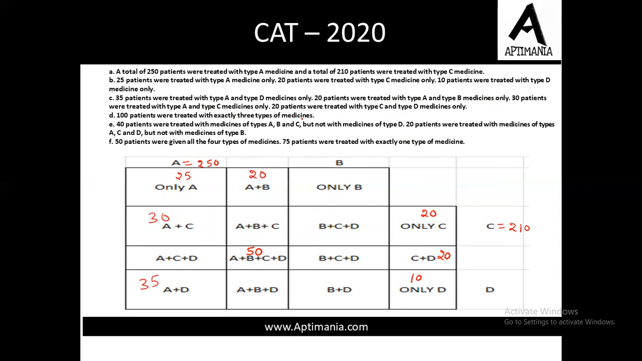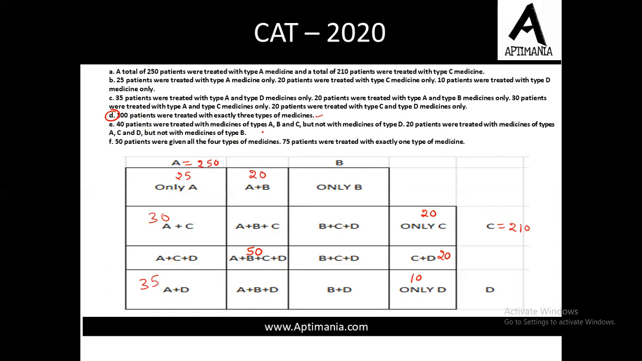Fine. 100 patients were treated with exactly three types of medicine. So exactly 3 में कितना value आएगा? 100. So basically this block A plus B plus C, this one A plus C plus D, A plus B plus D and B plus C plus D, इन चारों का value should be equal to 100 and 100 only in fact. So I am marking this point D. अभी तक आप इसको use नहीं कर पाए हैं.